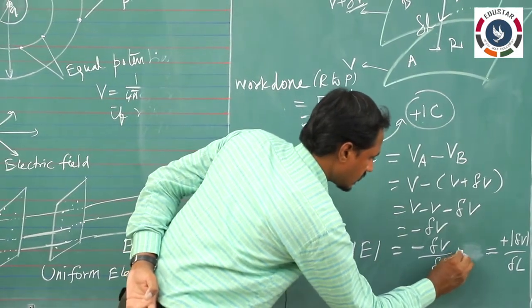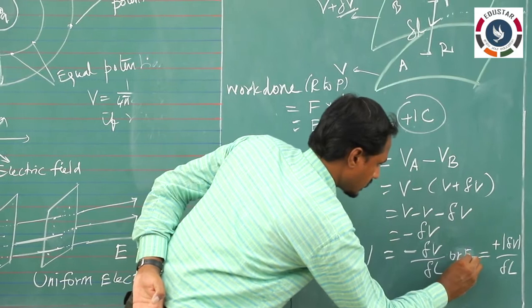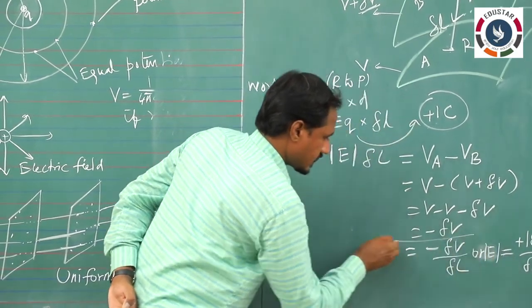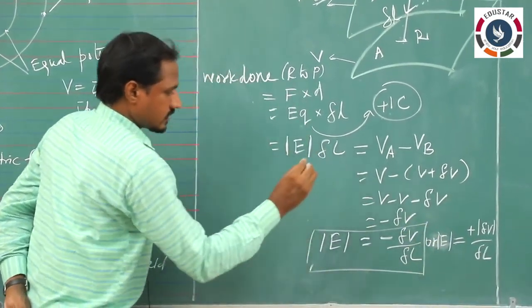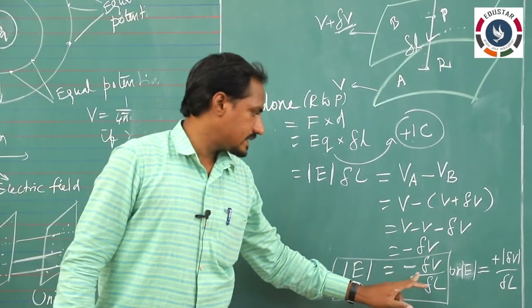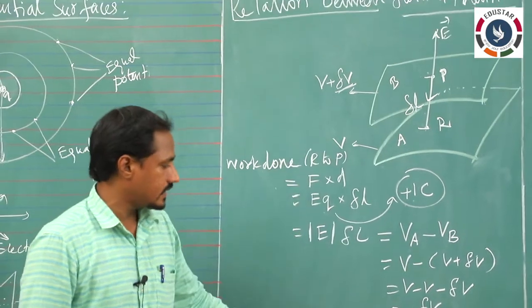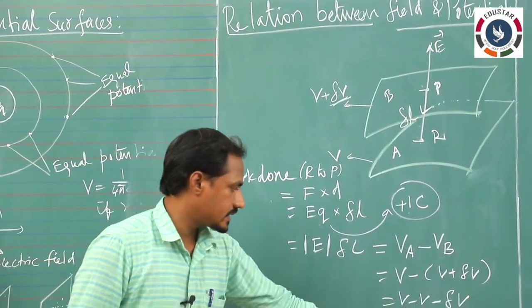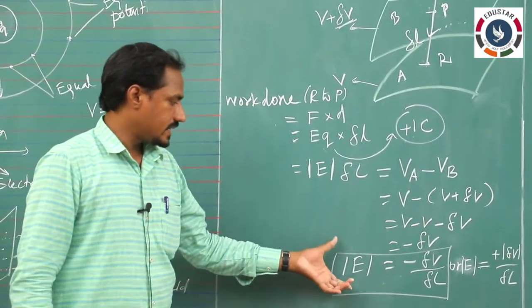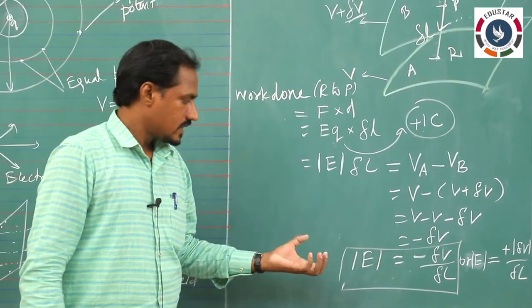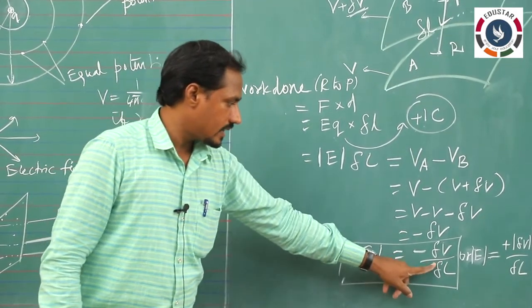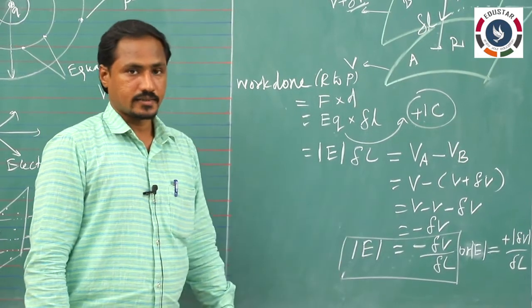So, we can write electric field E equal to minus del V by del L. This is the relation between the electric field and potential, where E is the electric field and V is the potential. From the equation we can define the relation: the electric field is equal to the negative potential gradient.